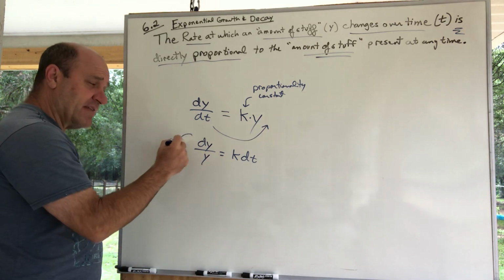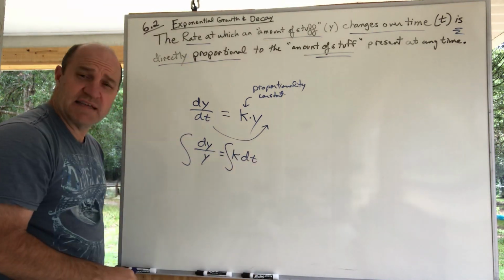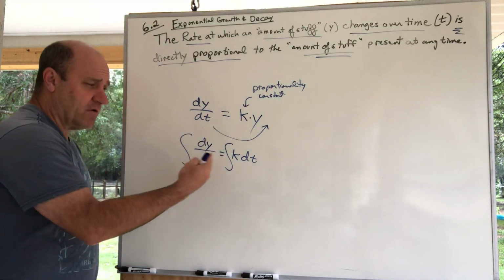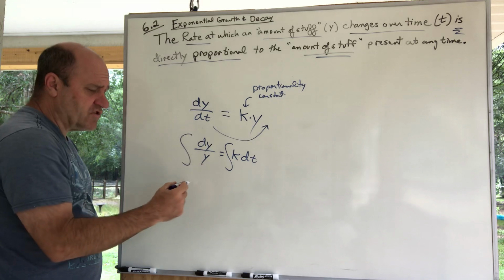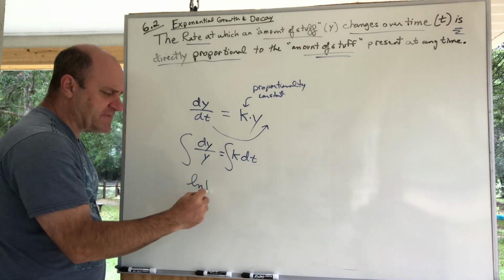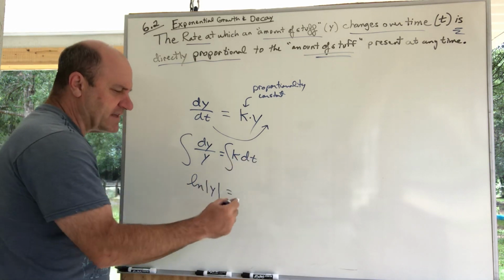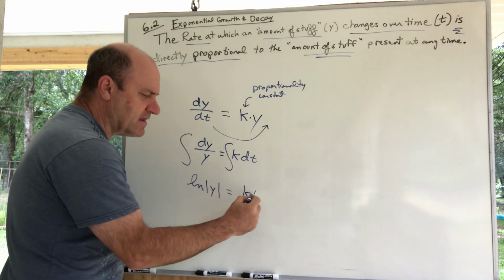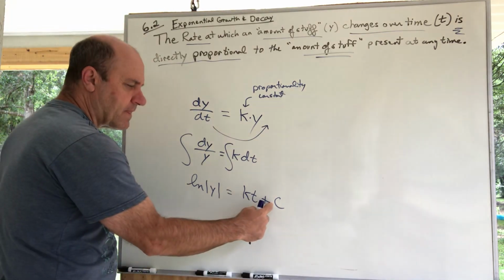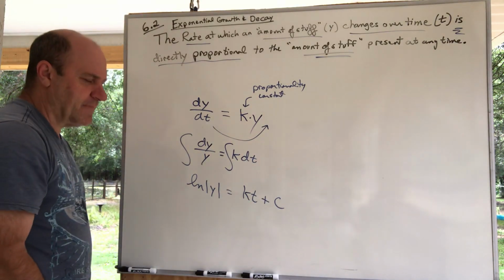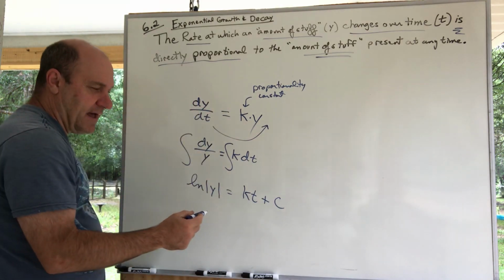And then I integrate this side with respect to y. I integrate this side with respect to t. I integrate both sides. Separation of variables. When you integrate this side, of course, you get the natural log of y, and perhaps I should put absolute value of y on there. And when I integrate this side, I get kt plus c. We did a problem similar to this, I think, but here, this is classic.